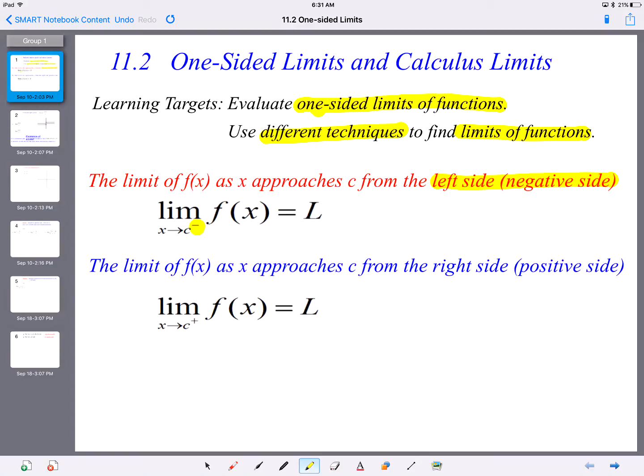And then you can turn around and do the same thing from the right side of the graph, or the positive side. Then we'll do as x approaches c from the positive side, which will have a plus sign. So it's kind of the same notation, but you'll see a little extra part here indicating that it's a one-sided limit instead of just a regular limit.